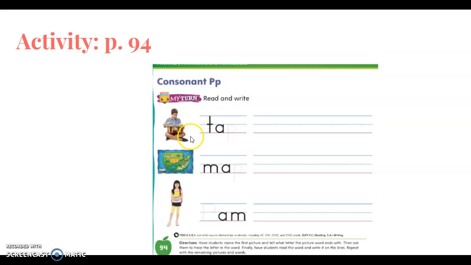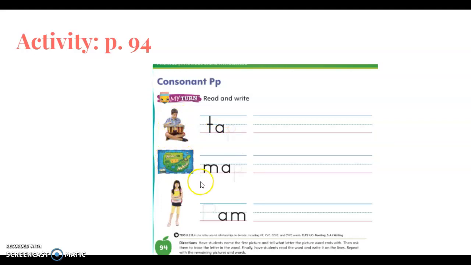So this is showing a little boy with some drums and he is tapping them. So the picture shows tap. So they chose T, A, the short A, and P, consonant P. So you need to trace over the P, lowercase p, and then write the word again on these lines. To spell the word T-A-P, tap. He is tapping on the drums.